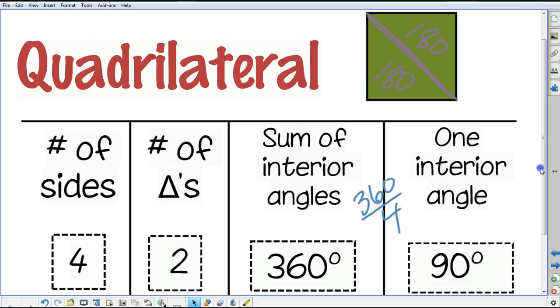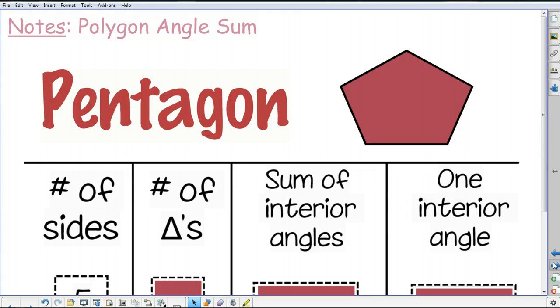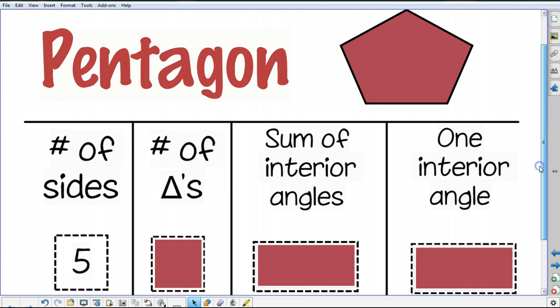All right, next one. What's it called if it's got 5 sides? You gotta memorize these. Pentagon. Very good. Like the Pentagon. Number of sides, 5. Draw a picture of it.